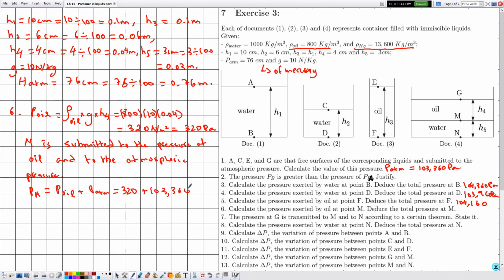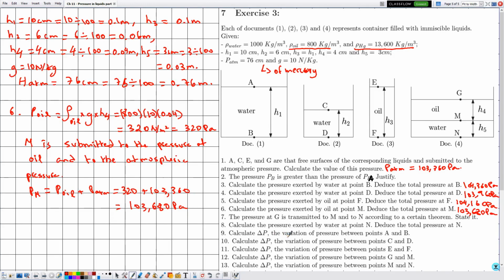The pressure of P oil is given by 320 and the atmospheric pressure is given by 103,360. Plugging this on the calculator, the pressure at the point M is given by 103,680 Pascal. So the pressure at the point M is given by 103,680 Pascal. This is also Pascal.